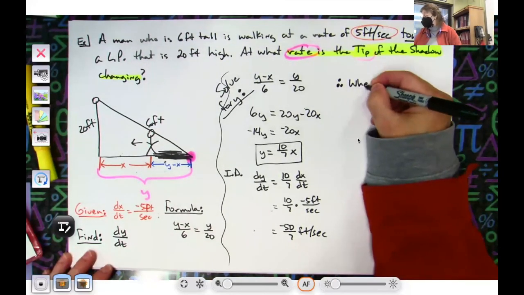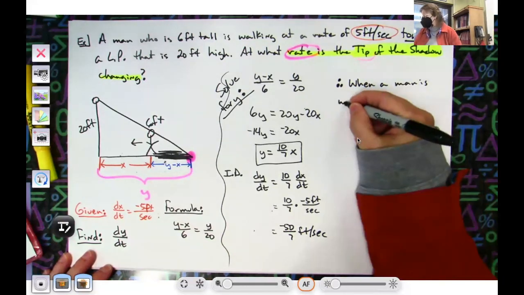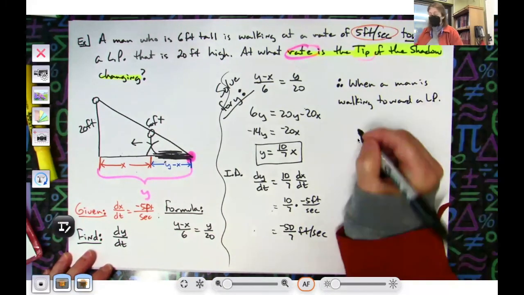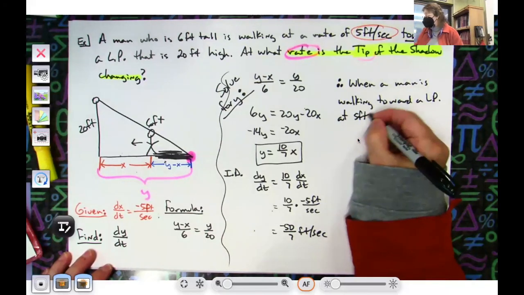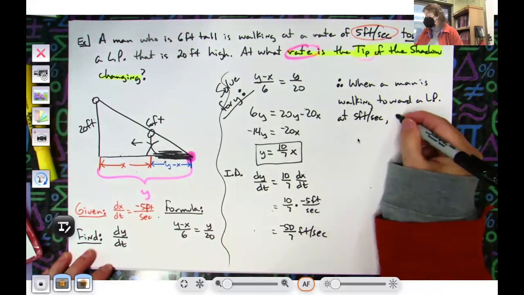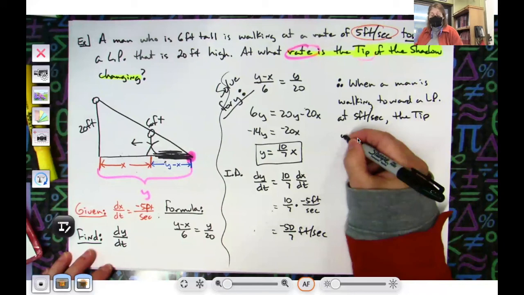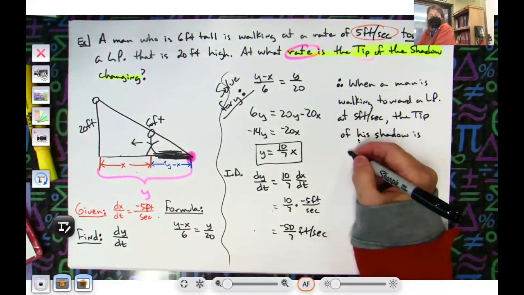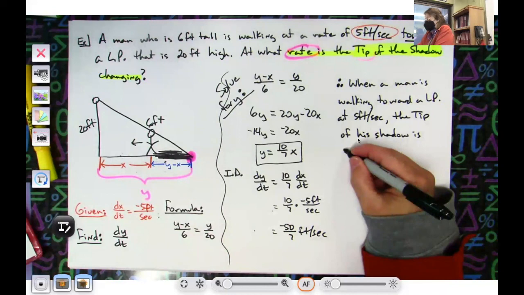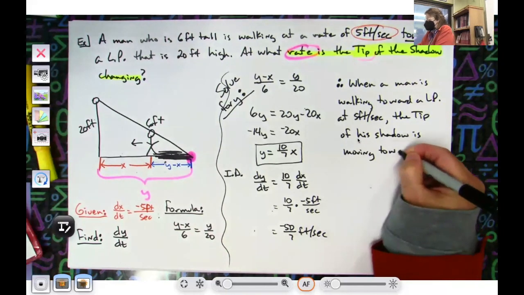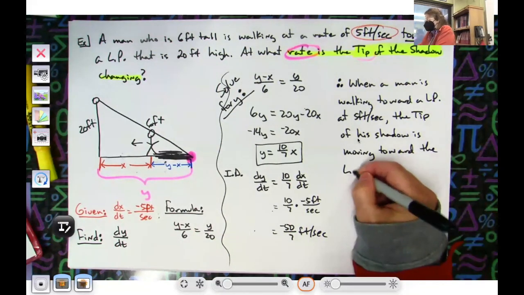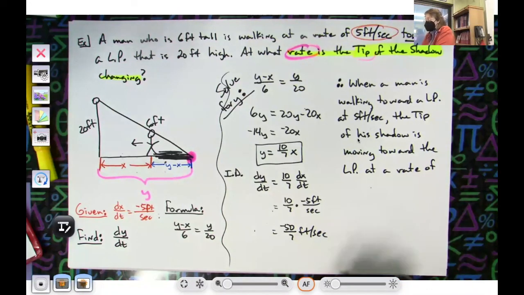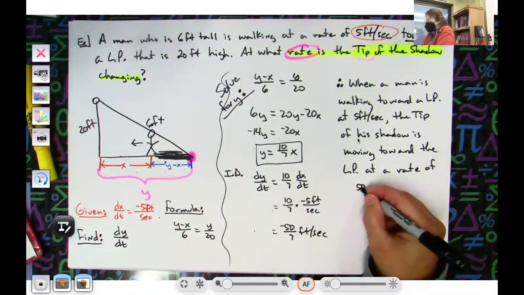On this one, I would say when a man is walking toward a light pole, again, I'm going to use LP, at 5 feet per second, and then you need to really specify the tip of his shadow is, and again, you could say it any way you wanted, let's try, moving toward the light pole at a rate of, okay, so the way I phrase the sentence, do I need a negative value or do I need the positive value? I need the positive, so 50/7 feet per second.